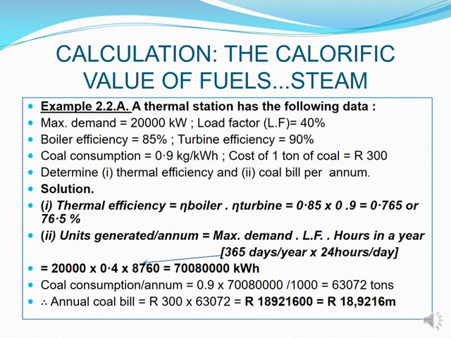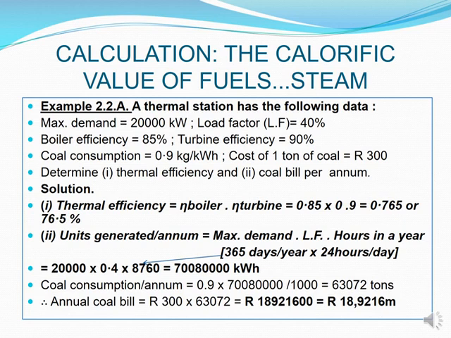For the very first one, where we want the thermal efficiency, the thermal efficiency would be equal to your boiler efficiency multiplied by your turbine efficiency, which is really 0.85 multiplied by 0.9. And that will give us your thermal efficiency. Then for the second one, we're now going to get deeper into the calculations, because we need to know what the units generated per annum are going to be. That is your maximum demand of the station, which we're given as 20,000, multiplied by the load factor of 40%, because that at the end of the day is what we get out, and then multiplied by the number of hours in a year. To get the number of hours in a year, we know that we've got 365 days, and you multiply by 24 hours.